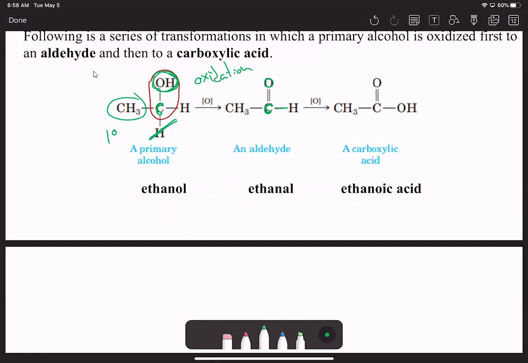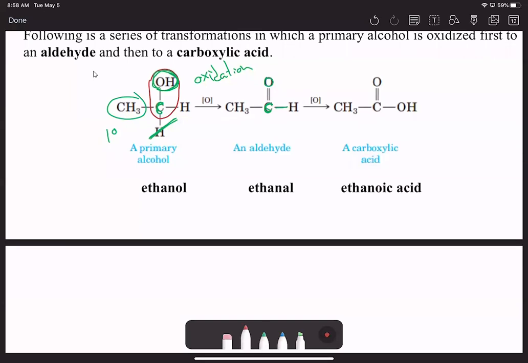Hydrogens are essential for oxidation. If there's no hydrogens, we can't oxidize. So primary alcohol, again, and I'll just keep repeating it over and over because you do have to memorize these. So again, when a primary alcohol undergoes oxidation, we form a double bond to the oxygen from the carbon, and we remove a hydrogen.